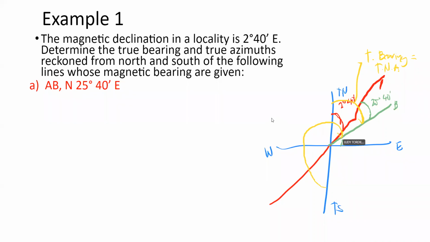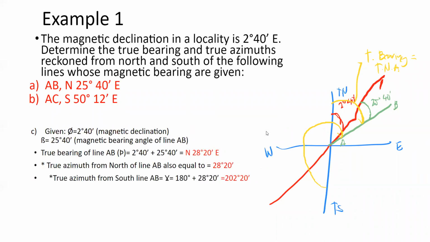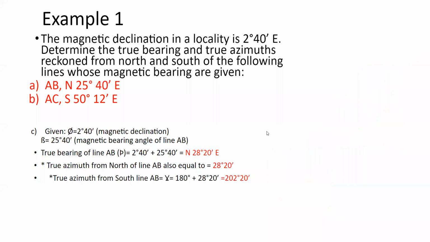Okay? So, yun. And then, meron tayong itong solution. Ito yung nakuha natin kanina. That the true bearing of the line AB is equal to north 28 degree 20 minutes east. True azimuth from north of line AB also equal to 28 degree 20 minutes east. True azimuth from the south line AB, it is just equal to 180 degree plus 28 degree 20 minutes. We have 202 degree 20 minutes.